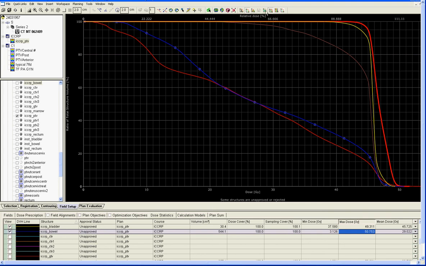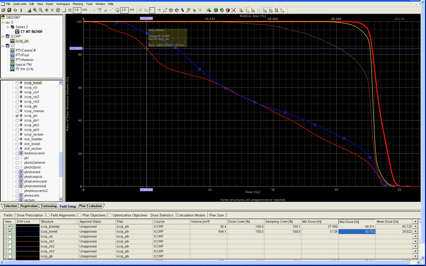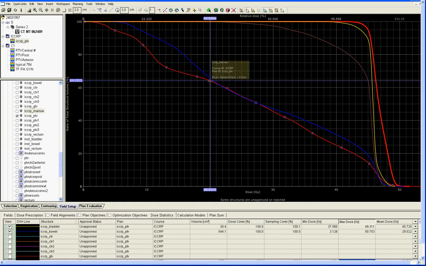The volume of the bone marrow receiving 10 gray or more should be less than 90%. Here it's at 83%, so that should be fine. And the volume receiving more than 20 gray should be less than 75%. Here it's at 64%, so that's fine. So this plan is almost acceptable, with the exception of the bowel max. So we'll ask the dosimetrist to achieve this constraint here, and then this plan should be good for this protocol.